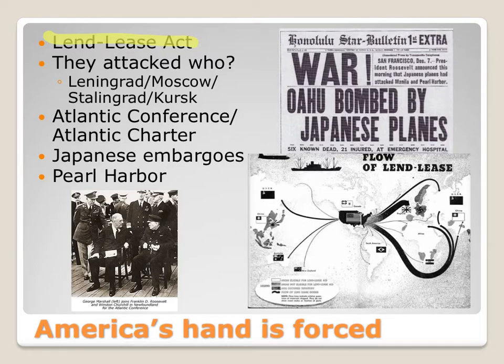But down here at the bottom, you see the big map there. This is the flow of Lend-Lease. The thicker the line, the more aid went. So all of it comes out of the United States. But you see there, most of it goes directly to Great Britain here, or to British colonies. So North Africa or Australia over here, India there. So Britain is getting the most, directly to them or to their colonies. Some goes to the Soviet Union, our allies, a little bit to China over here, but Britain gets the most of it.